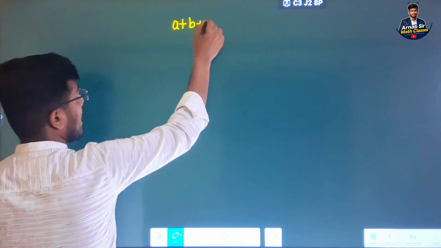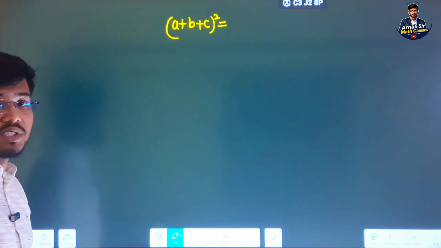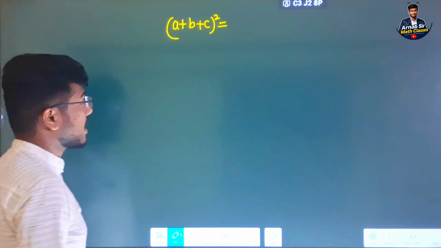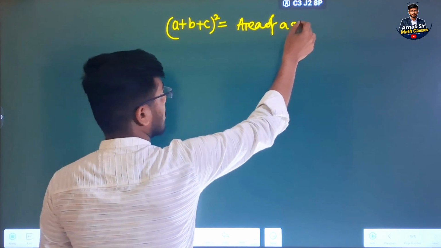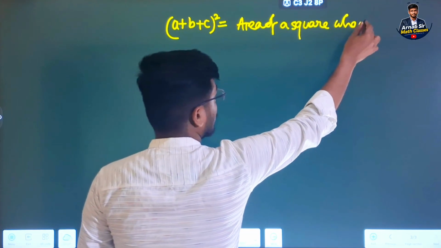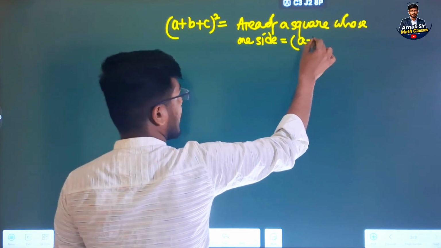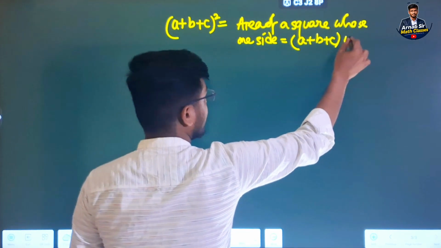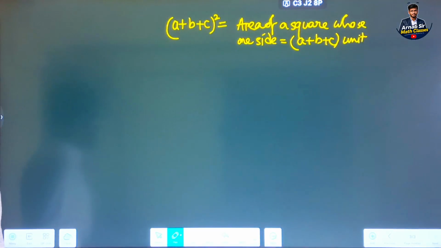Okay, next, you might ask: I have to find the value of A plus B plus C whole square, and we prove it by using the concept of geometry. So what is the geometrical meaning of A plus B plus C whole square? That means the area of a square whose one side is A plus B plus C units. If we add the three parts, A plus B plus C, obviously this is the side of a square.